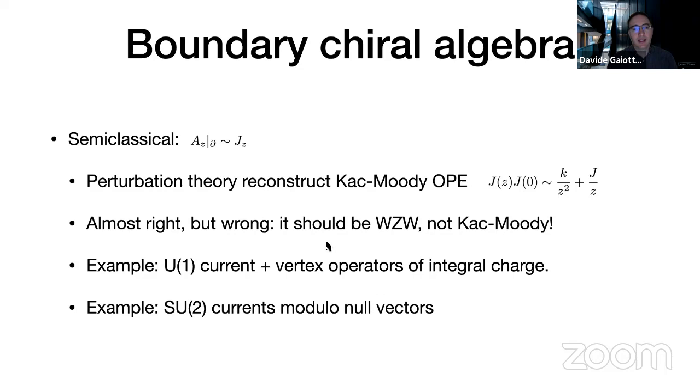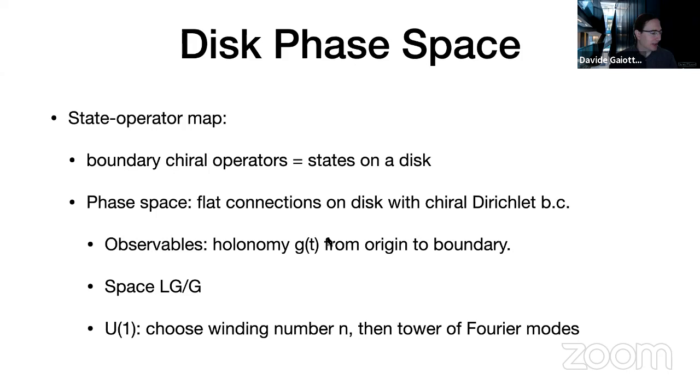So how could you compute the correct answer? Well, one possible strategy is to use the state operator map. Instead of asking about the space of boundary local operators, we can ask for the space of states on a sphere which surrounds the boundary operator. In the bulk, the state operator map relates local operators to states on a sphere surrounding the operator. When you look at boundary operators, instead of a sphere, you have a hemisphere. Let me just draw a picture.